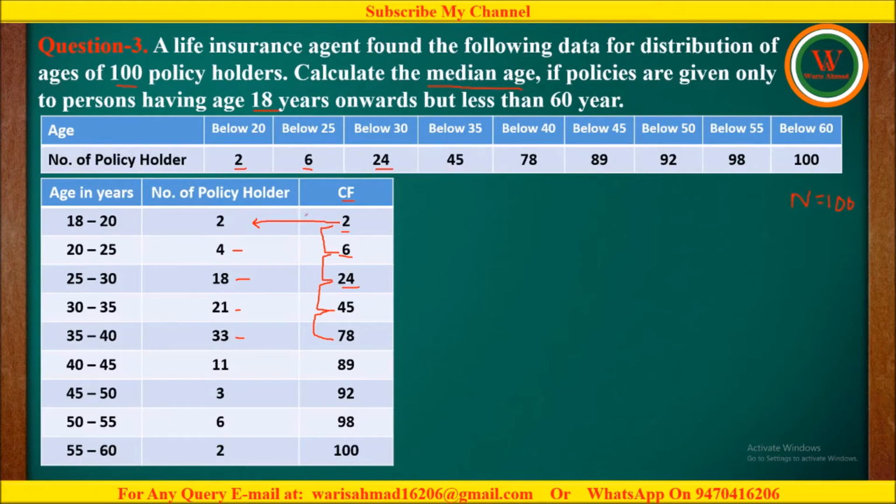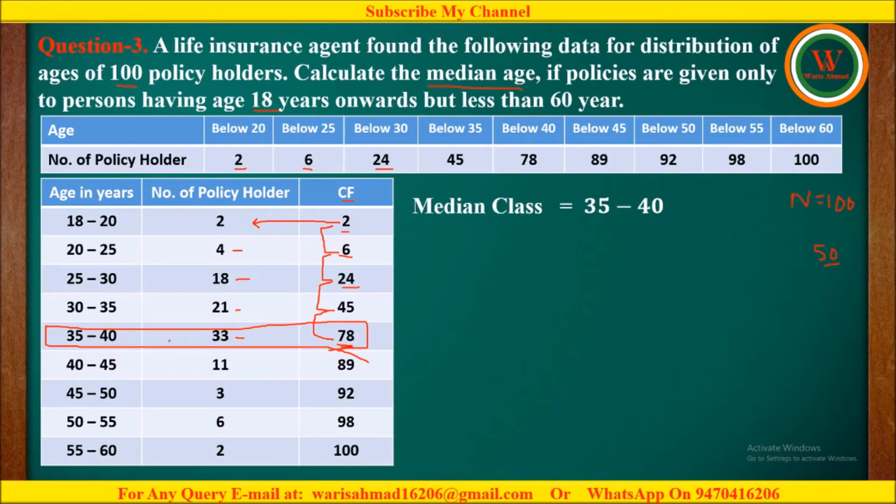After that, we will check which cumulative frequency is just greater than 50. So here we can observe that in the cumulative frequency column, 78 is just greater than 50. 89 is also greater, 92 is also greater, but we have to find the one just greater than 50. So this 78 is just greater than 50, so we have to select this whole row. Here 35 to 40 is representing the median class. So here we can write median class will be equal to 35 to 40.